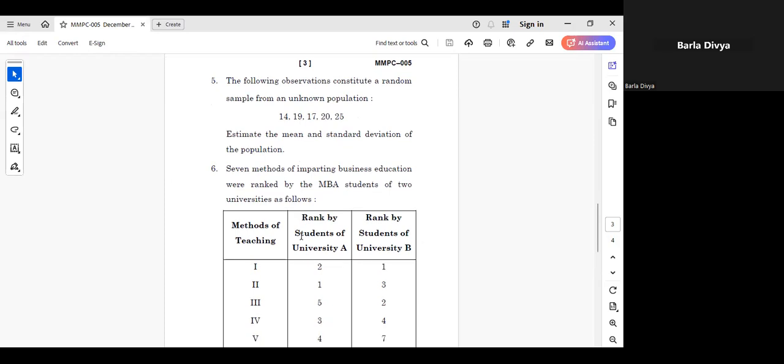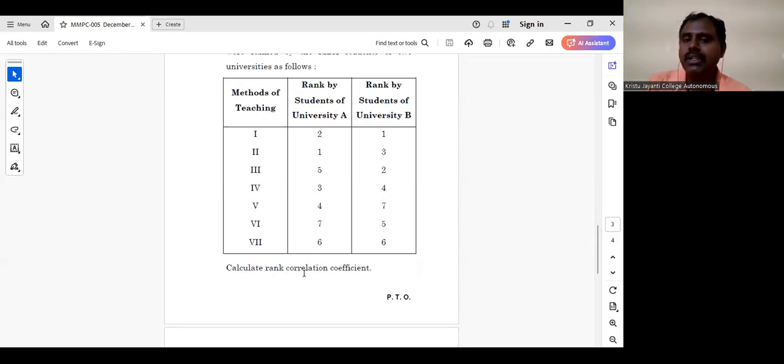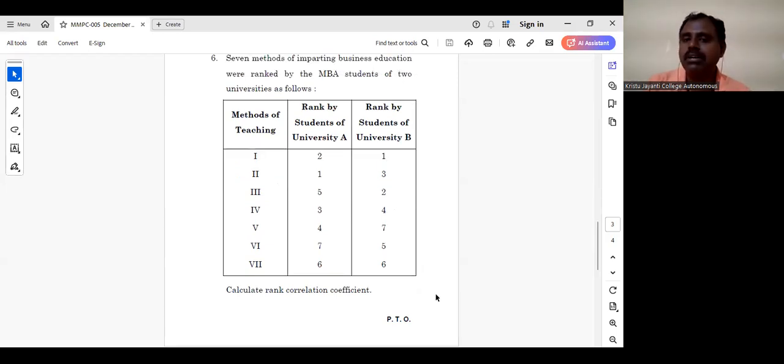Okay, next one you can see here. The 7 methods of imparting business education were ranked by the MBA students of 2 universities as follows. Methods of teaching are given here, 1 to 7, ranked by students of University A and ranked by students of University B. And they are asking you to calculate the rank correlation coefficient.